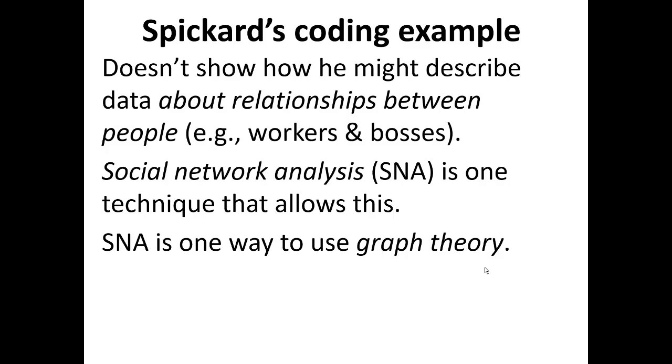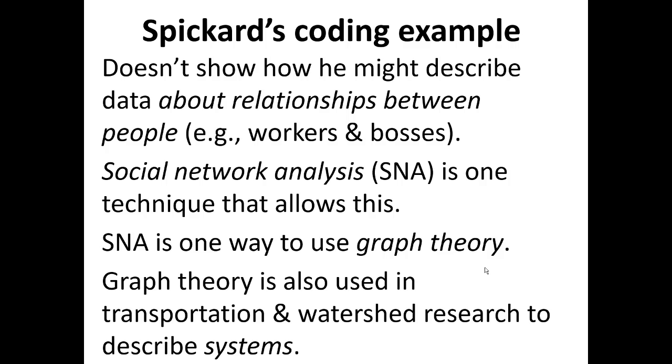Let's, though, talk a bit about this. So social network analysis is one way to use something called graph theory. As an undergraduate, I encountered graph theory in transportation geography courses. And it's basically a form of something called applied topology, which is a branch of mathematics. But we can still use it to think about qualitative data. I've also seen it used in watershed research to describe systems.